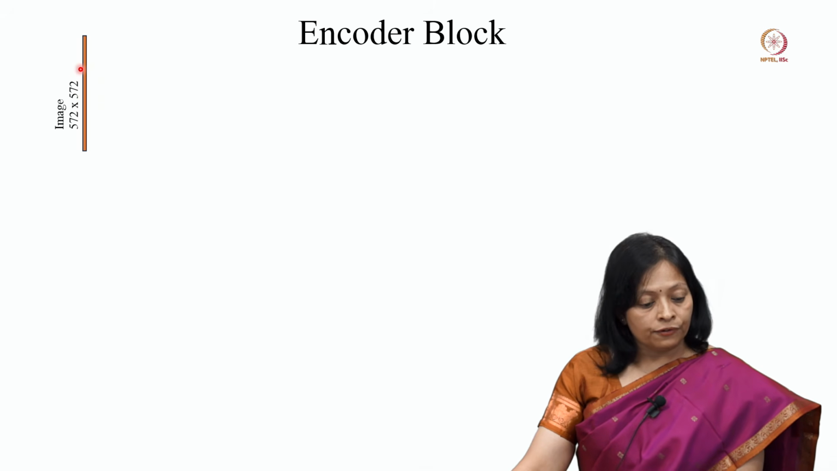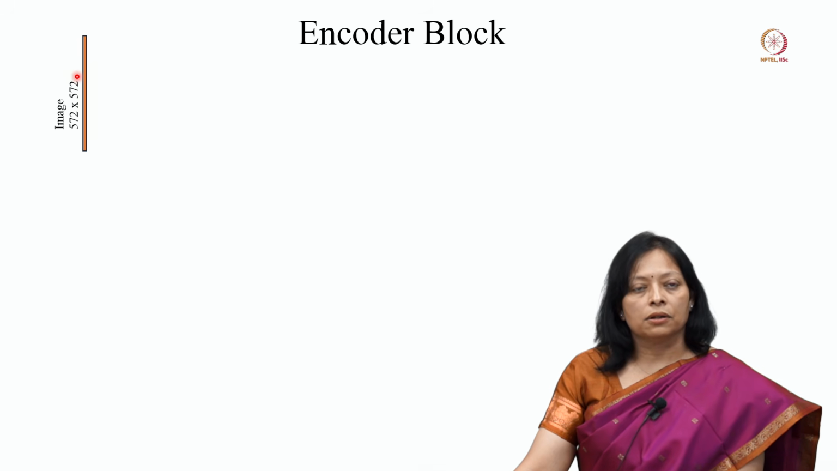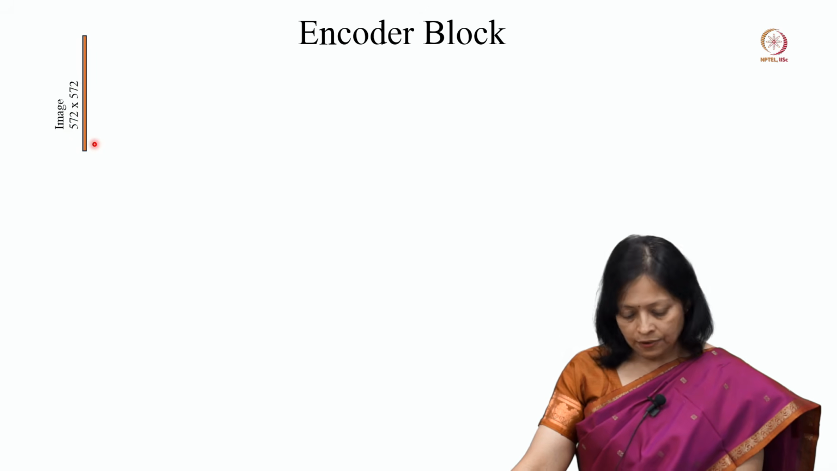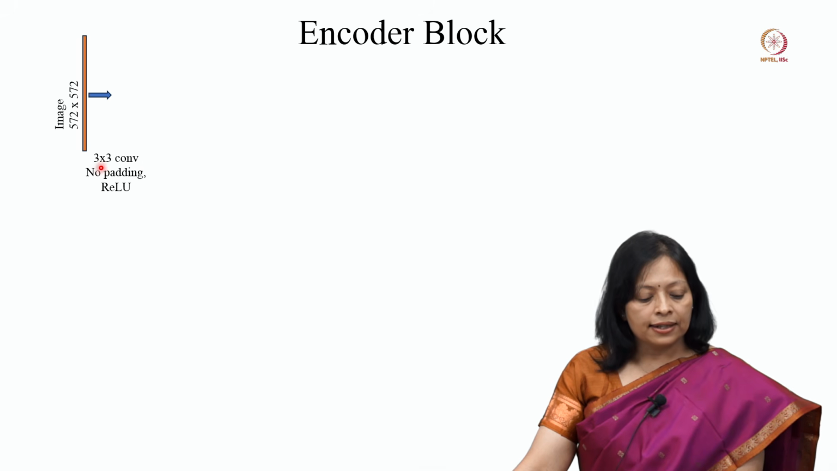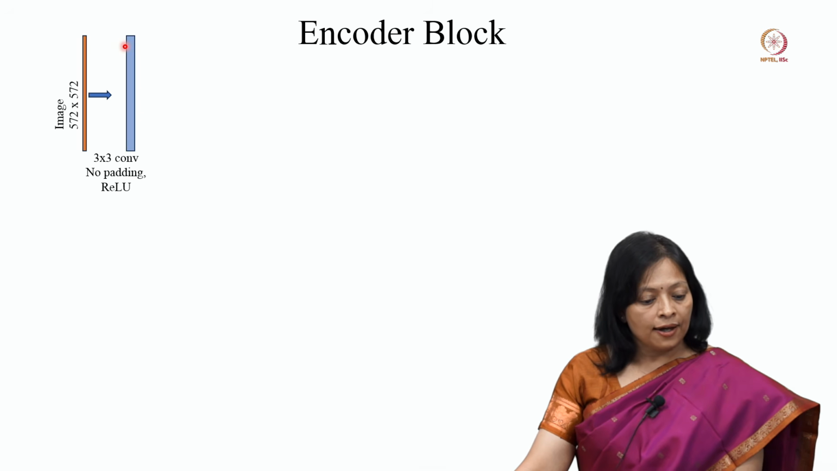Then of course the channel can be of size 3 if it is an RGB image, or 1 if it is a grayscale image. We have kept it only 572 by 572 here for simplicity. And then there is a 3 cross 3 convolution, no padding, with ReLU. This is having 64 filters.